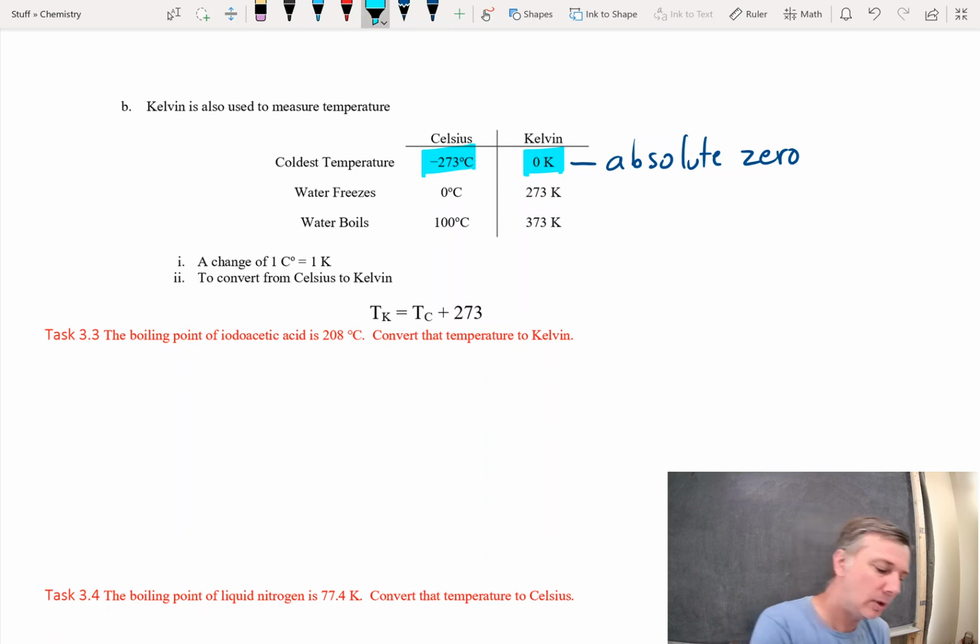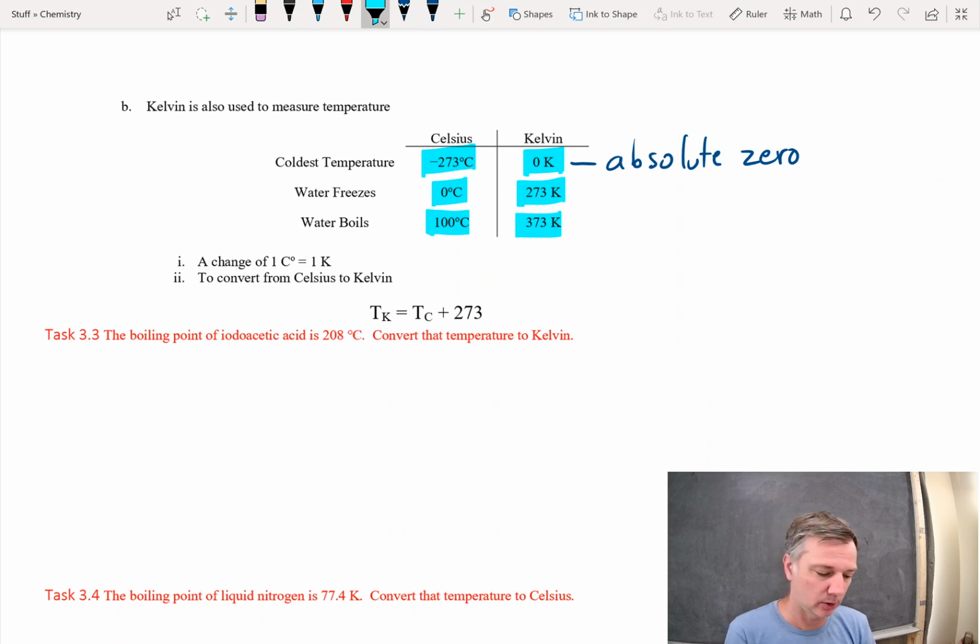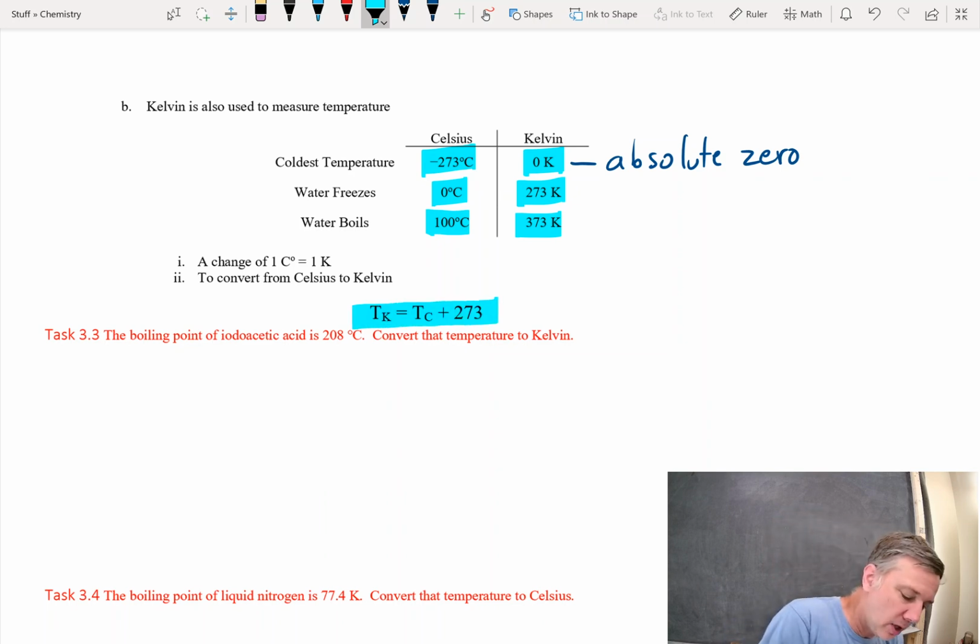Now, you can see at 0 degrees Celsius, temperature in Kelvin is 273. And at 100 degrees Celsius, the temperature in Kelvin is 373. So here is our equation to convert from Kelvin to Celsius. And you can see that a change of 1 Celsius degree is equal to a change of 1 Kelvin. It's not 1 degree Kelvin, it's 1 Kelvin. Let's try some conversions.